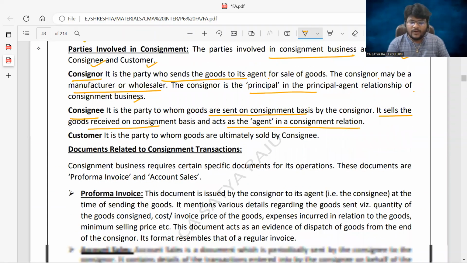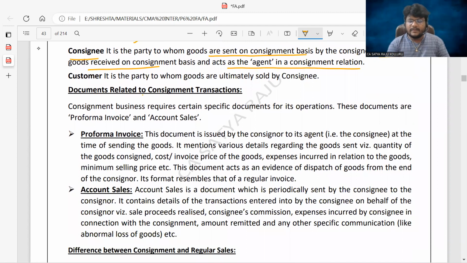Next, documents related to consignment transactions. Consignment business requires certain specific documents for its operations. These documents are the pro forma invoice and account sales. Pro forma invoice. This document is issued by the consignor to its agent at the time of sending the goods. It mentions various details regarding the goods sent, that is, the quantity of the goods consigned, the cost or invoice price of the goods, expenses incurred in relation to such goods, and the minimum selling price at which the consignee needs to sell to their customers.